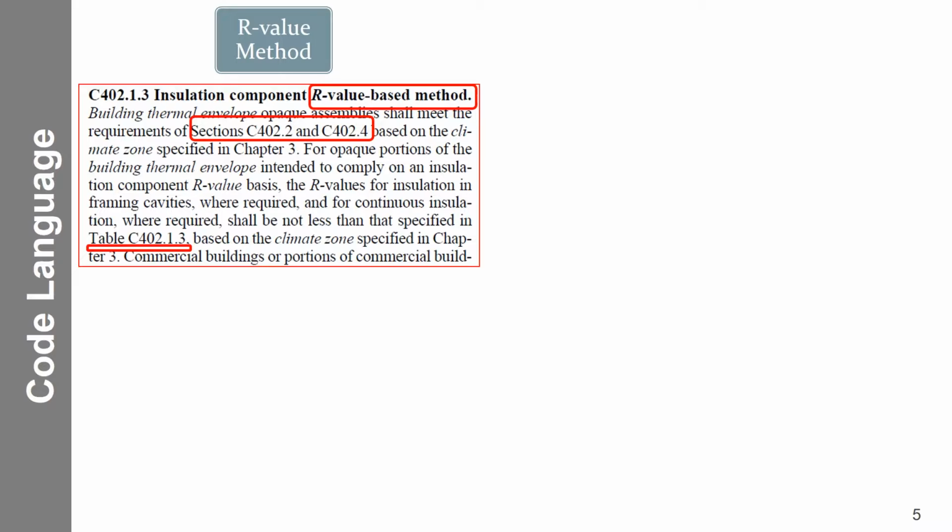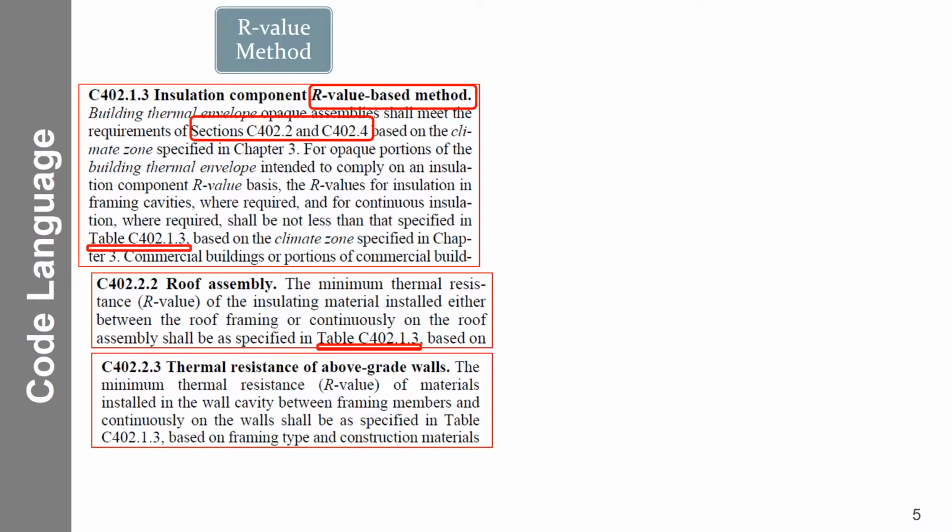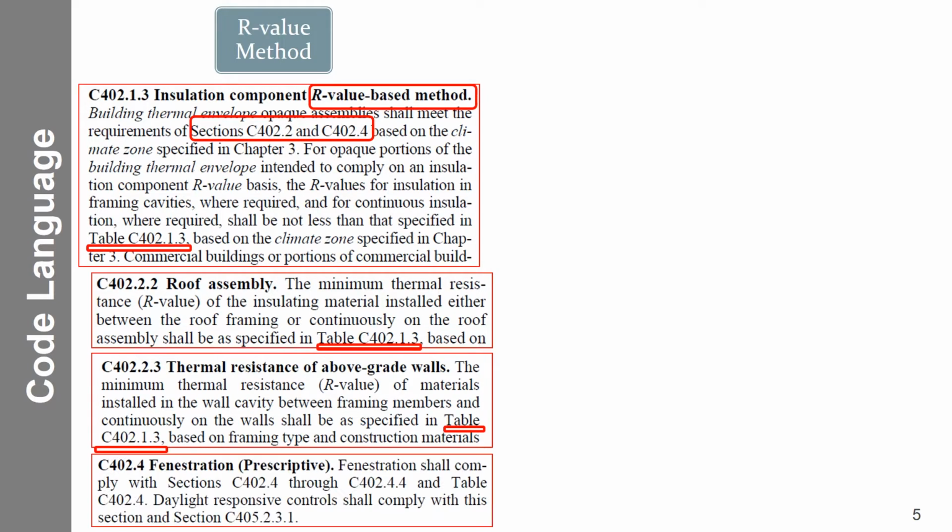as outlined in table 402.1.3. Again, based on where you are within the United States. 402.2.2 refers to the roof assembly. And again, it points back to the table mentioned earlier. And then for walls above grade, it also points back to that particular R-value table. And I mentioned fenestration. Fenestration refers to windows, doors, and skylights. And there are their own sections within the IECC of interest.